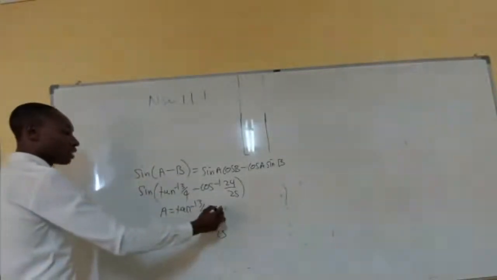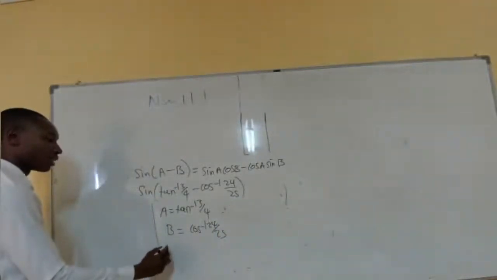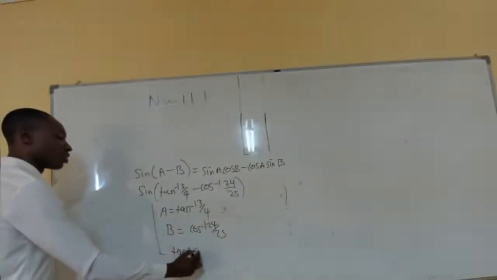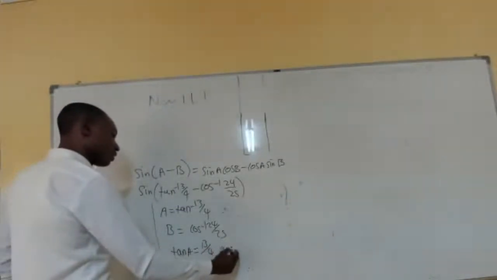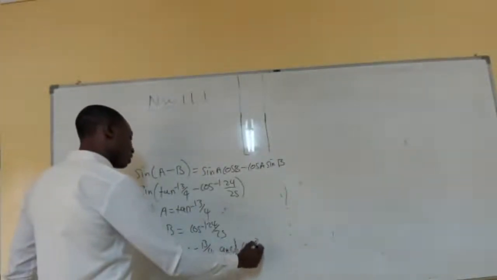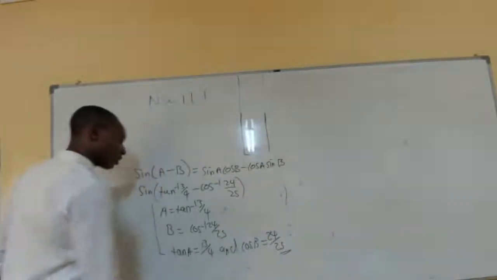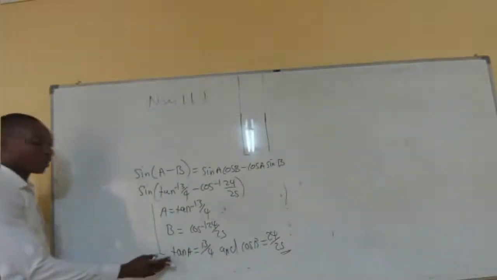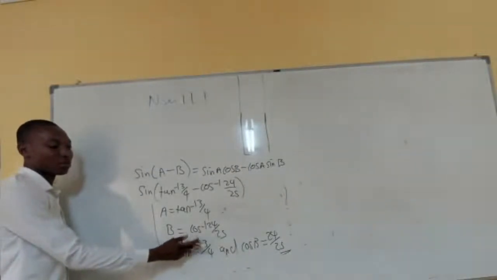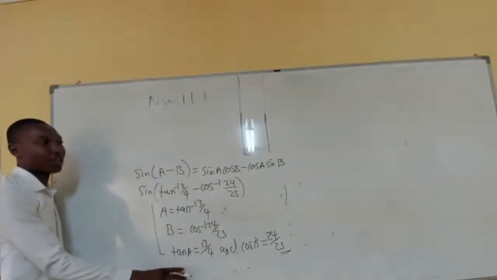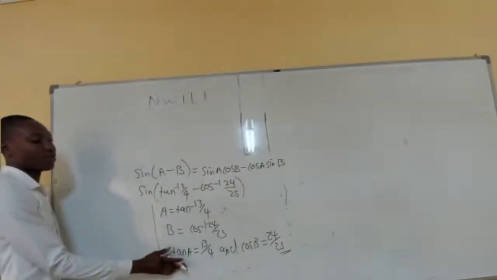So from this is where we now ended up having tan A is equal to 3 over 4 and cos B is equal to 24 over 25, right? Now if you look at this, the tan of angle A is 3 over 4. So this is the opposite, this is the adjacent. So we can actually find the other identities. We can find cos A and we can find sine A from this, okay?